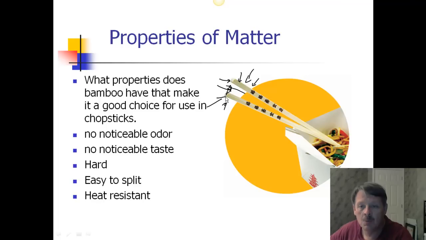So unlike some woods, if you think of pine, for example, pine has an odor. Pine has a taste. Pine is definitely not hard. And pine is definitely not heat resistant. So that's why bamboo works really well.